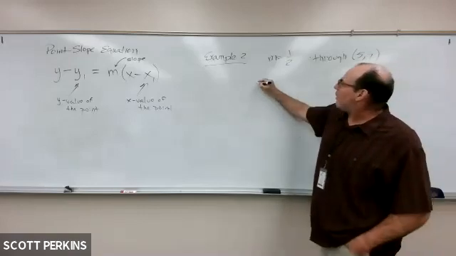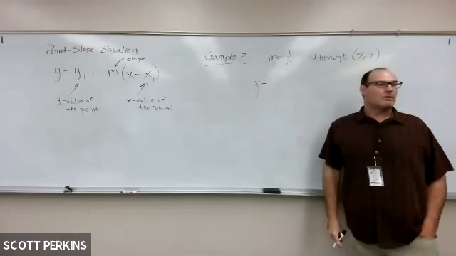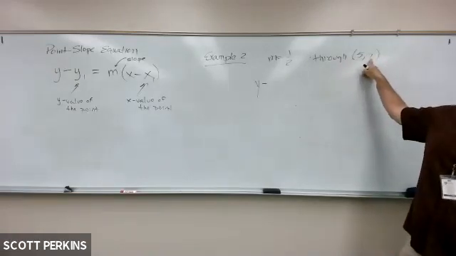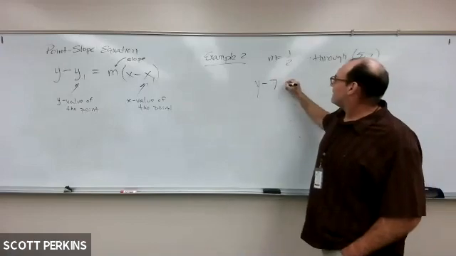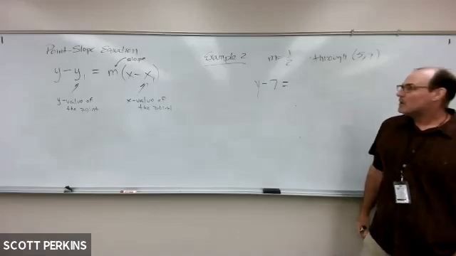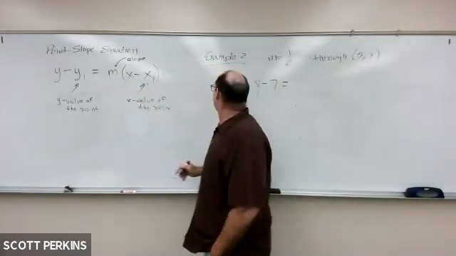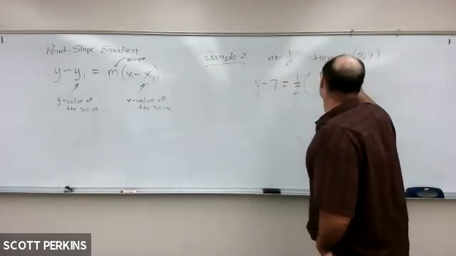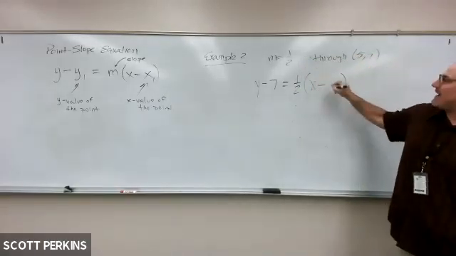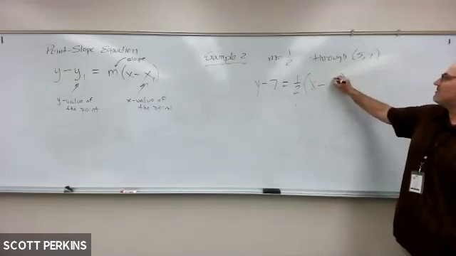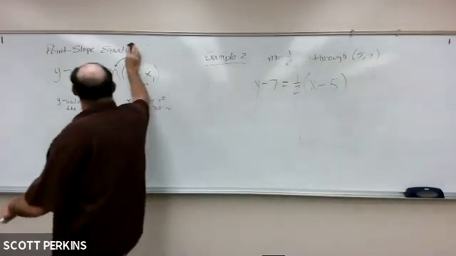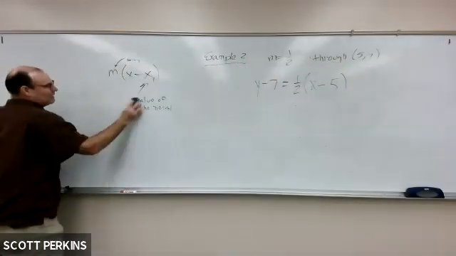Let's do it. So I've got y minus, what am I going to subtract? The y value of the point, 7. Yes, indeed. Equals. I'm going to put the slope, 1/2. Yes, parentheses. And then x minus what? Great. We're not done.